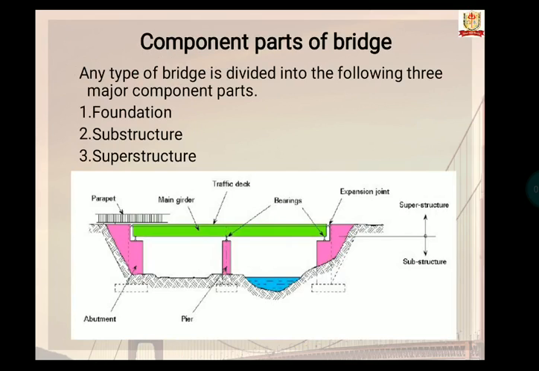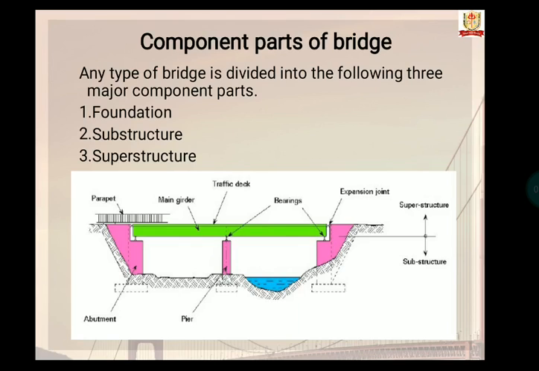Any type of bridge is divided into the following three parts. First is foundation, substructure, and superstructure. Foundation, the lowest artificially built part of abutment, piers, and other similar structures having a direct contact with the subsoil and supporting the bridge superstructure is called a bridge foundation.